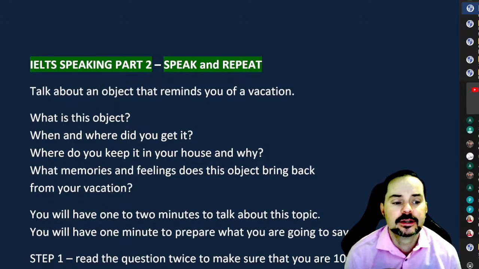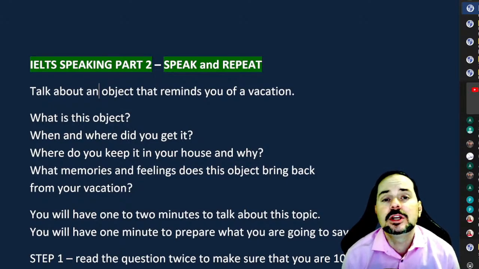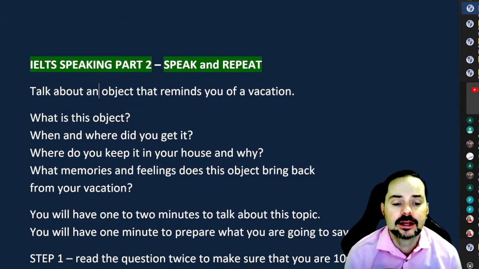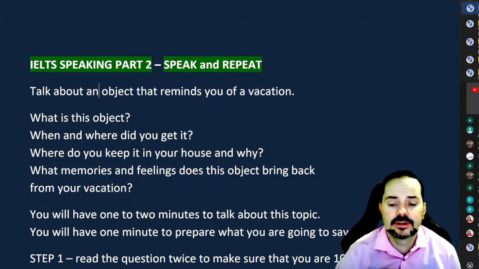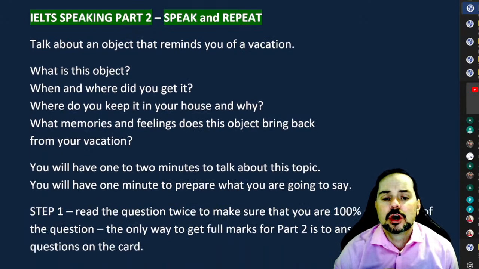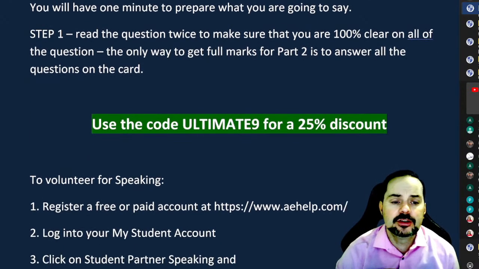Okay, so again, what is this object? When and where did you get it? Where do you keep it in your house and why? What memories and feelings does this object bring back from your vacation? So that's your step 1. You now know you're talking about an object you got on a vacation and you're answering these questions.